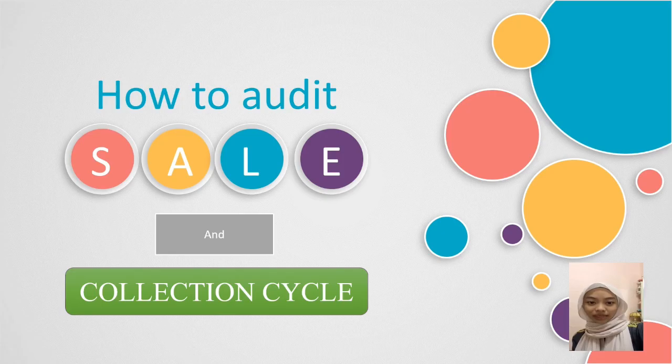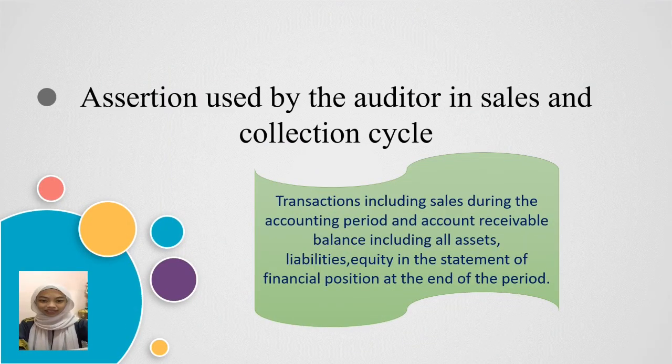This will determine the means of test of control and substantive procedures, but both will tend to focus on transactions that have occurred in the period. During final audit, the auditor will focus on the assertions of transactions prepared by the management, which means the transactions including sales during the accounting period and account receivable balance, including assets, liabilities and equities in the statement of financial position at the end of the period.